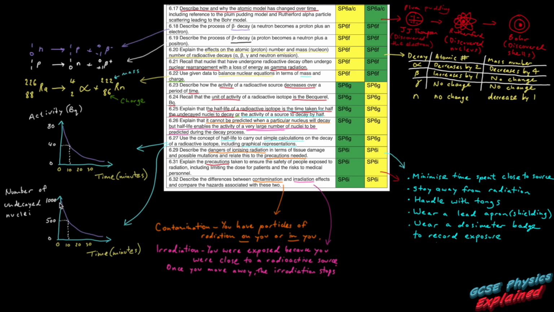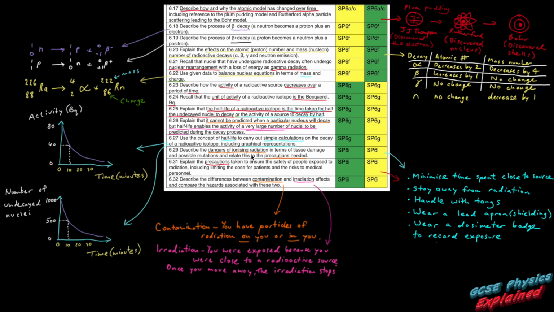So we could use this graph here. You've got 1,000 undecayed nuclei at first. What's half of 1,000? 500. Right, how long did it take to go from 1,000 to 500? 10 minutes, right? As you come down the graph like that, always do little dotted lines coming out across here, little dotted lines going down. The examiner will understand that you know what you're doing as soon as they see those little dotted lines.